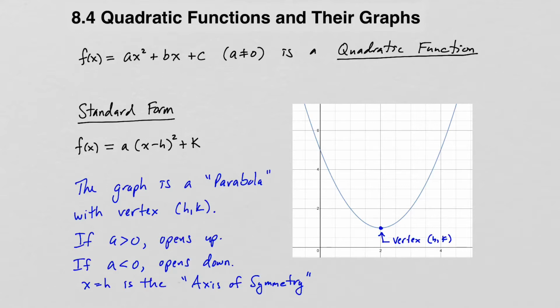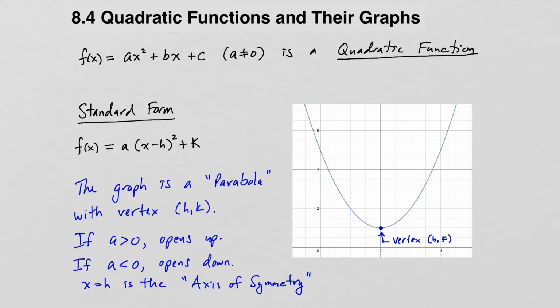If the number a is a positive number, then the parabola is going to open upward, like you see here. If a is a negative number, it will open downward. And the line x equals h is what we call the axis of symmetry.